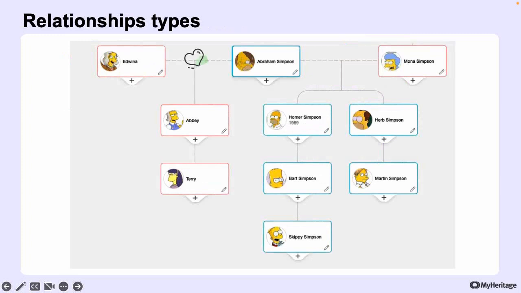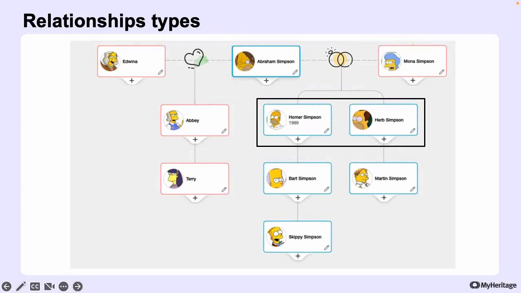During World War I, Abraham Simpson was stationed as a soldier in England, and there he met Edwina. Abraham and Edwina fell in love and had a daughter called Abby. Actually, Edwina had Abby, and Abraham didn't know about it. Then he returned to the States, and there he met Mona. Mona and Abe also fell in love and had children, Homer and Herb.